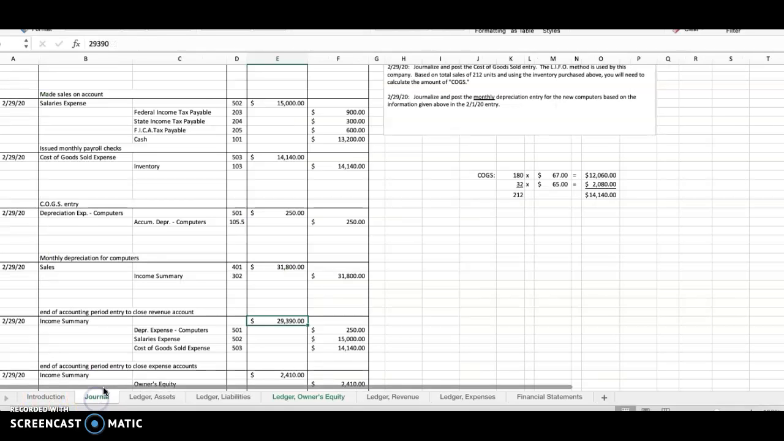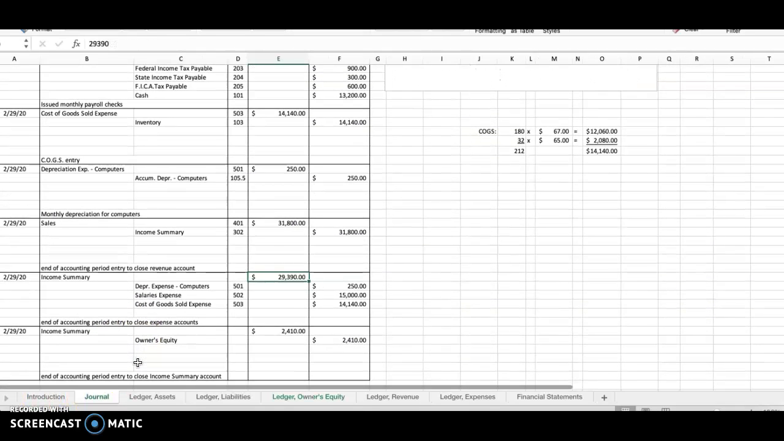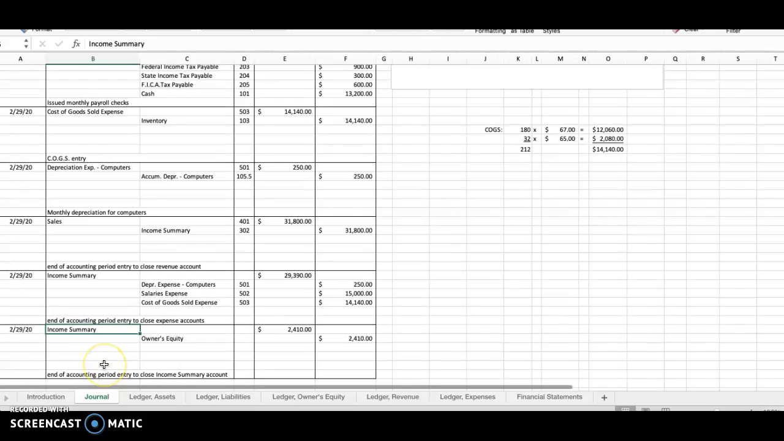Then we go back to our journal and look at the last closing entry. The last closing entry will close Income Summary. As I said, it's very temporary. So now we've put money into it. Now we're going to take money out of it. And we debit 2410 because that will close it.